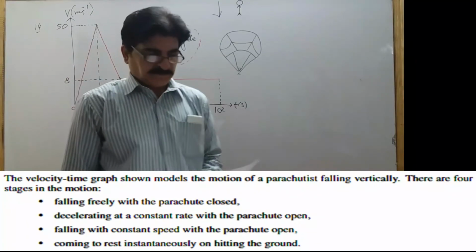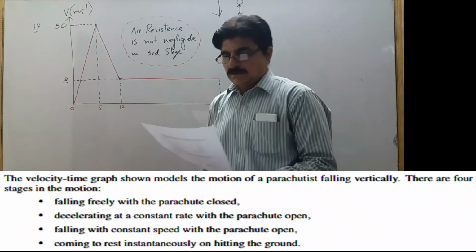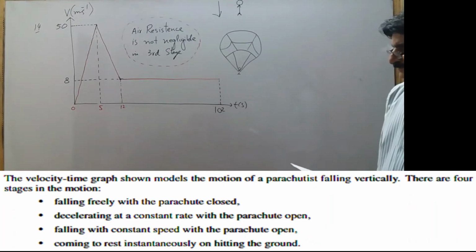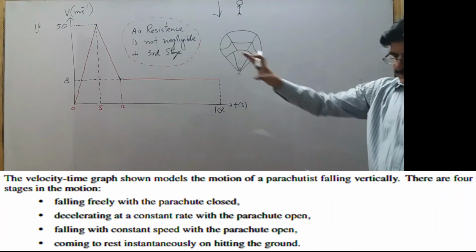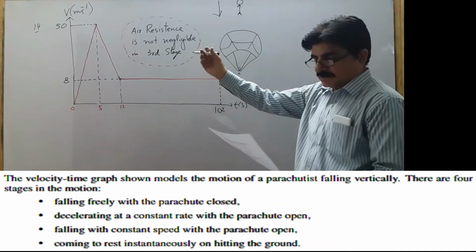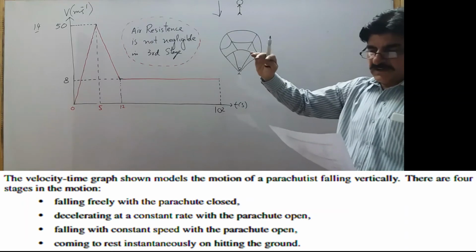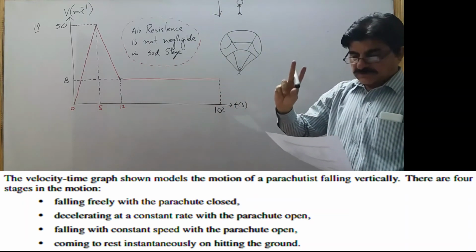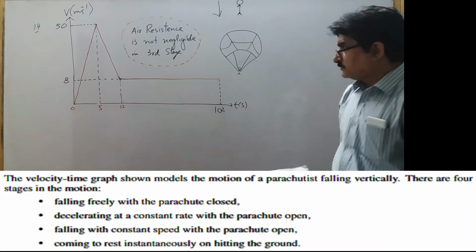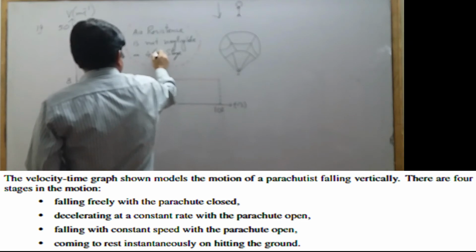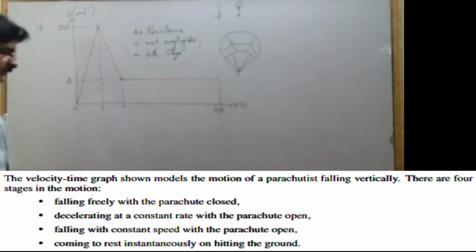Okay, last question, 14, very important, asked in past paper. See, this graph is given in the question. So read the statement: the velocity time graph shown models the motion of a parachutist falling vertically. There are 4 stages in the motion. So let us see what the 4 stages are.